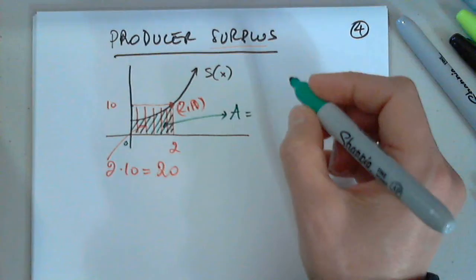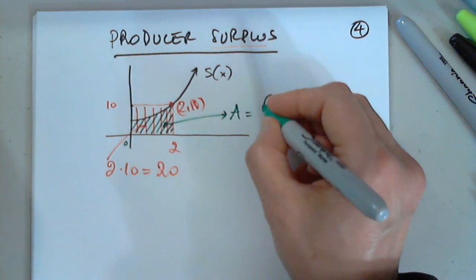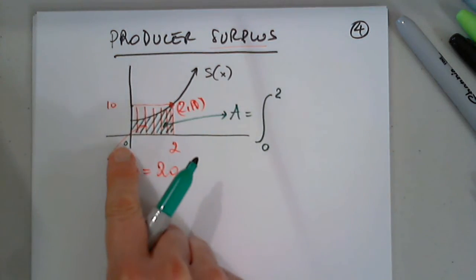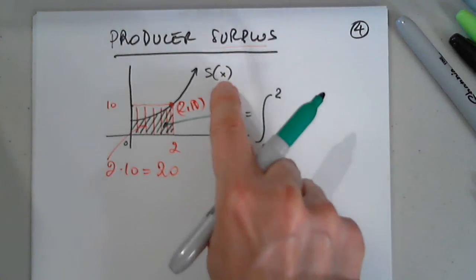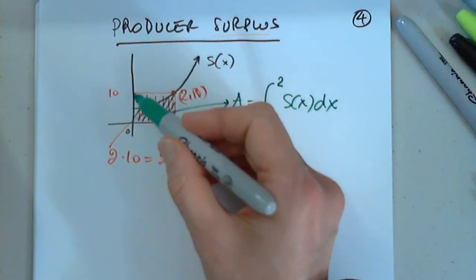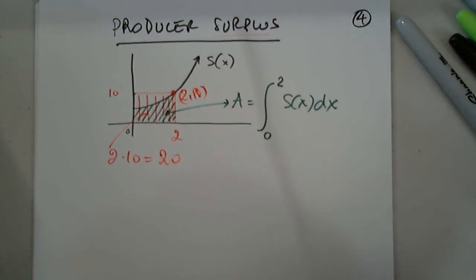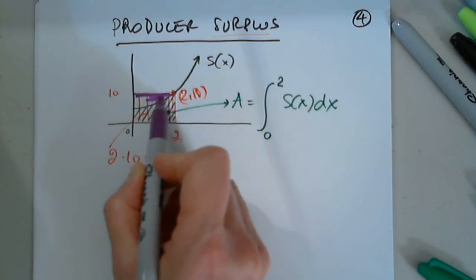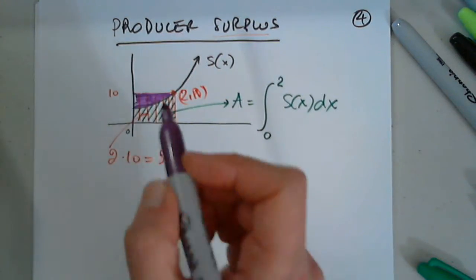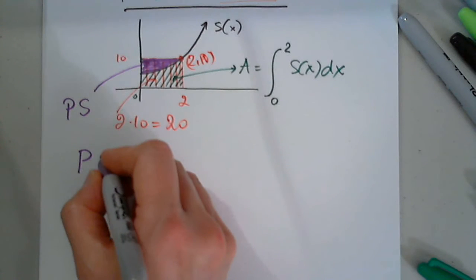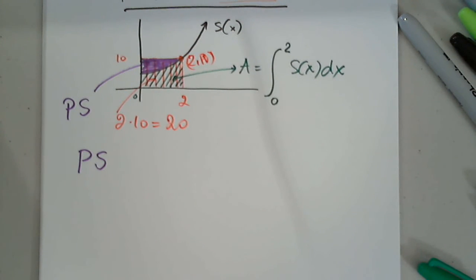The integral from 0 to 2 of s of x dx. So we have the red and we have the green. Now, here is the producer surplus. The purple, producer surplus. How do I determine, what do you think? How do I get the producer surplus? And then we're going to talk about the equilibrium.